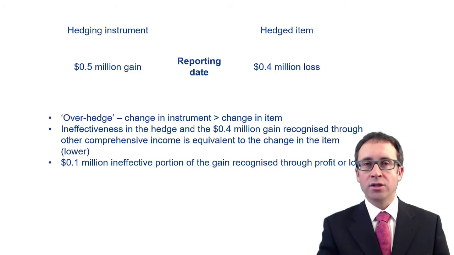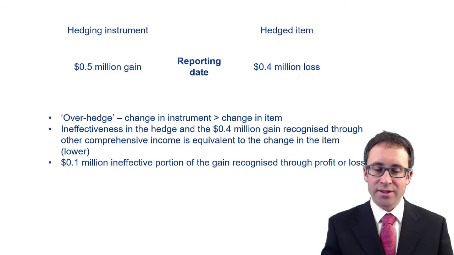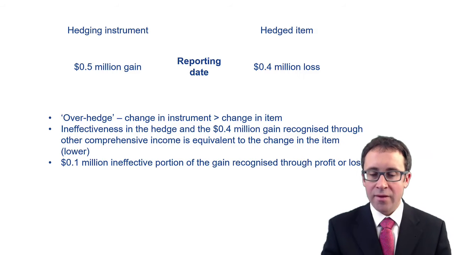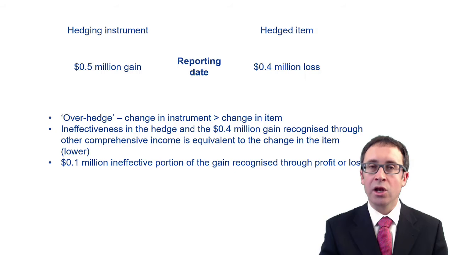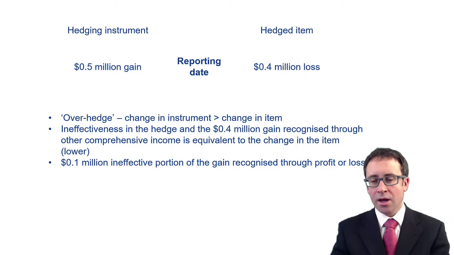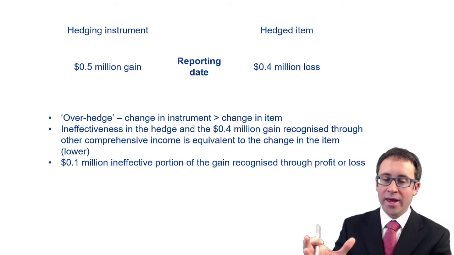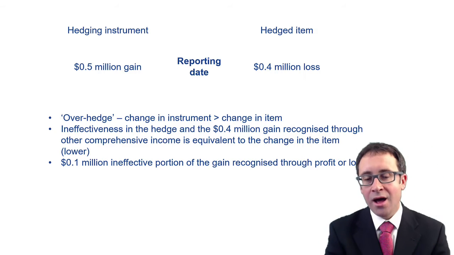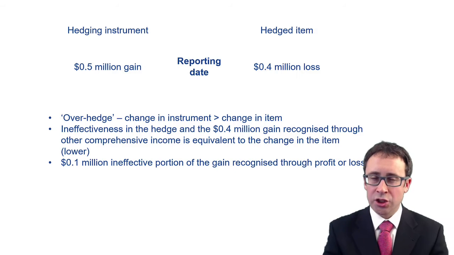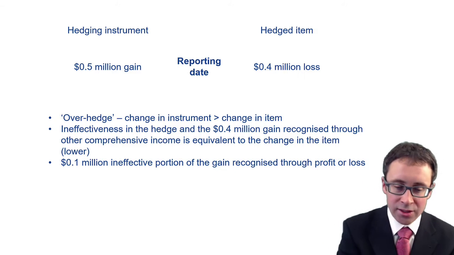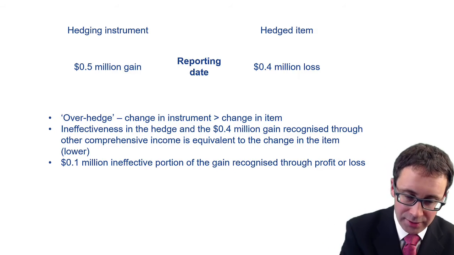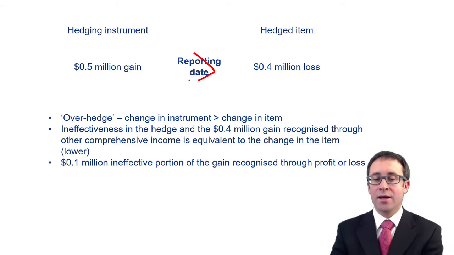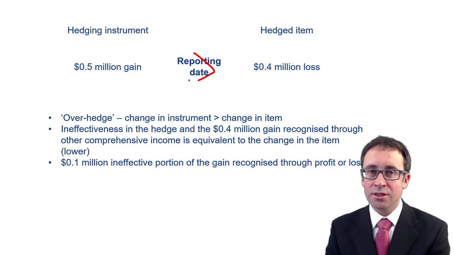So let's just say you've got an instrument. That's usually your derivative, isn't it? Okay, and you've got a 0.5 million gain upon it, and on the item you have a 0.4 million loss. Okay, so for the item, all the gains and losses go to OCI. But in terms of the instrument, the issue that you have there is that this 0.5 million is greater than the 0.4 million loss at the reporting date, isn't it?